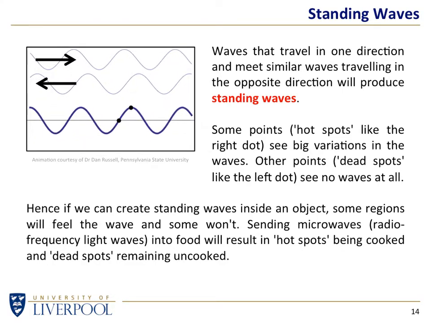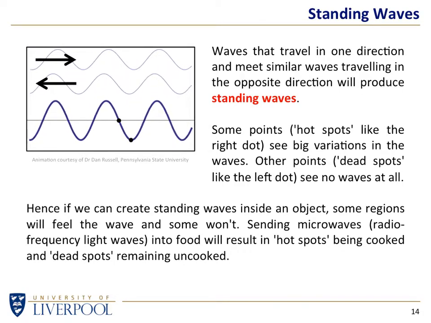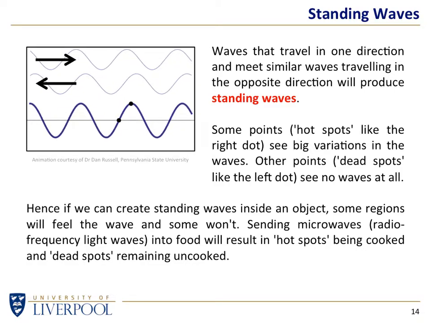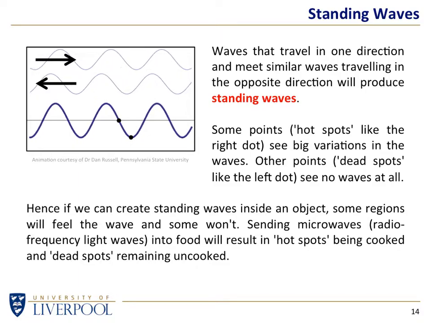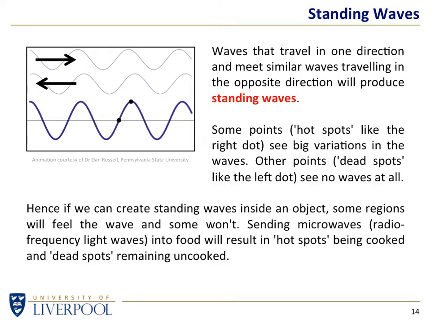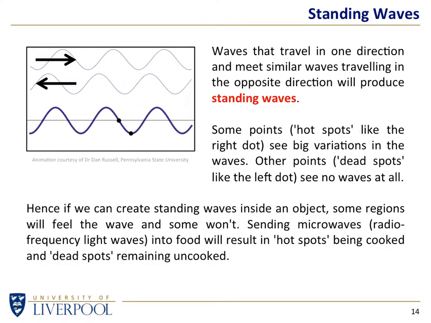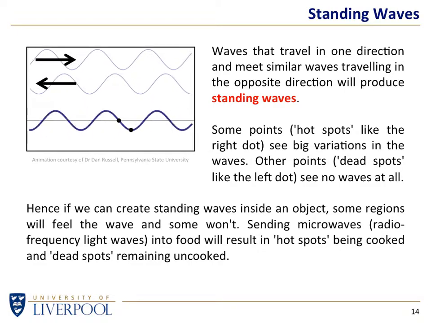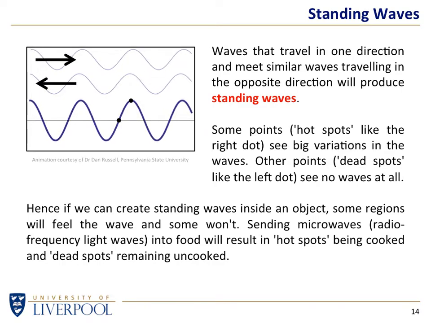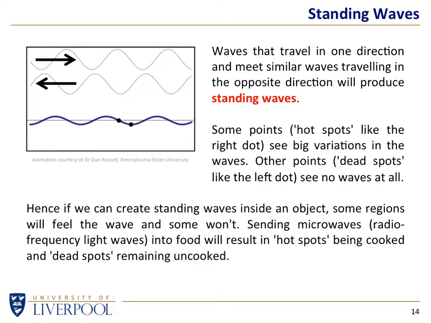And if we look at how far apart the hot spots are, we haven't got a third dot, but you can see that the dot on the right is going up and down, and the same is true of what's going on to the left of that left-hand dot. So can you see that there are two hot spots for every wavelength? Remember, the wavelength is from one crest to the next crest, but there are actually two hot spots within that distance. So if we were to measure the distance between two cooked areas of food, then doubling it will give us the wavelength of the wave traveling through that medium.